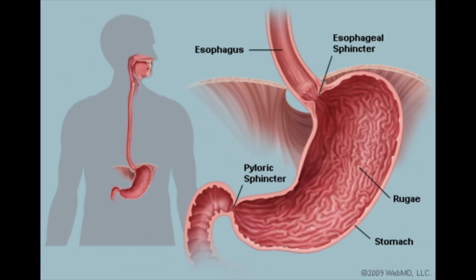The next organ in our system is called the stomach. The functions of the stomach are to temporarily store food, mechanical digestion of churning and mixing food, and chemical digestion of protein, which is digested by gastric juices that are secreted from the gastric glands.